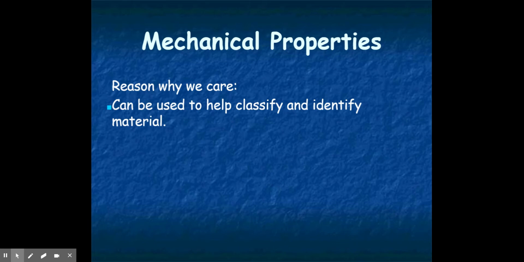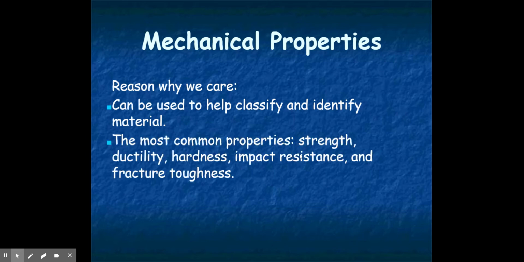All right, but mechanical properties, as we said, the reason why we care about mechanical properties is that we can use these properties to help classify and identify materials. Like any material properties, they can be used to classify and identify materials, sort them by how they respond to certain physical forces. Okay, the most common mechanical properties that we're going to look at are strength, ductility, hardness, impact resistance, and fracture strength.